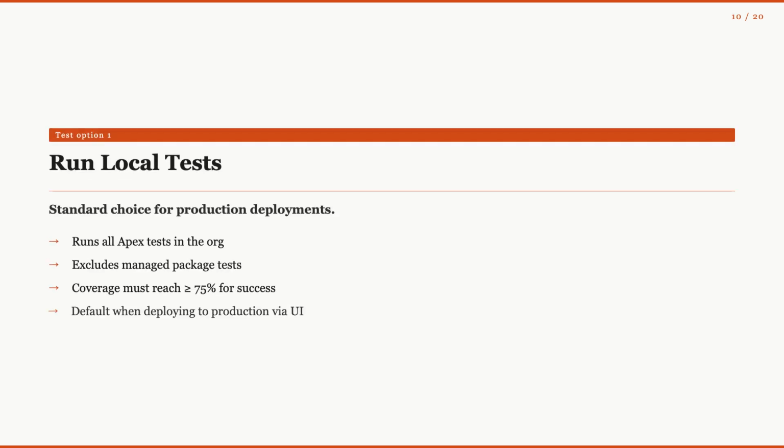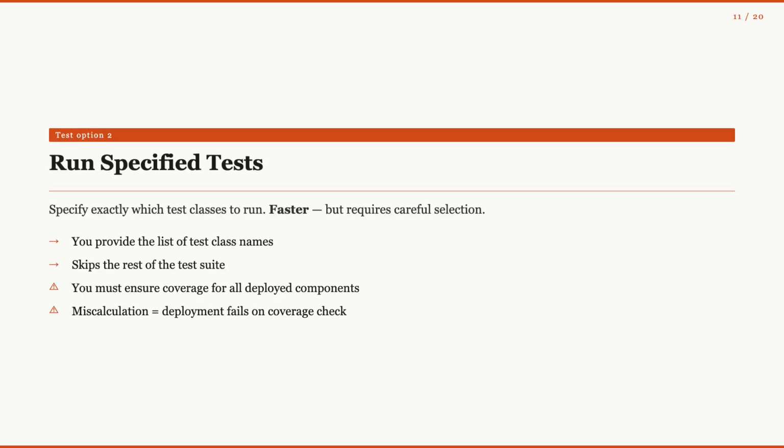A successful validation creates a quick deploy opportunity that lasts 10 days. Quick deploy applies the validated change set to production without rerunning all tests. In production orgs where the full test suite takes 60 to 90 minutes, this is the difference between a long change freeze and a very short one.